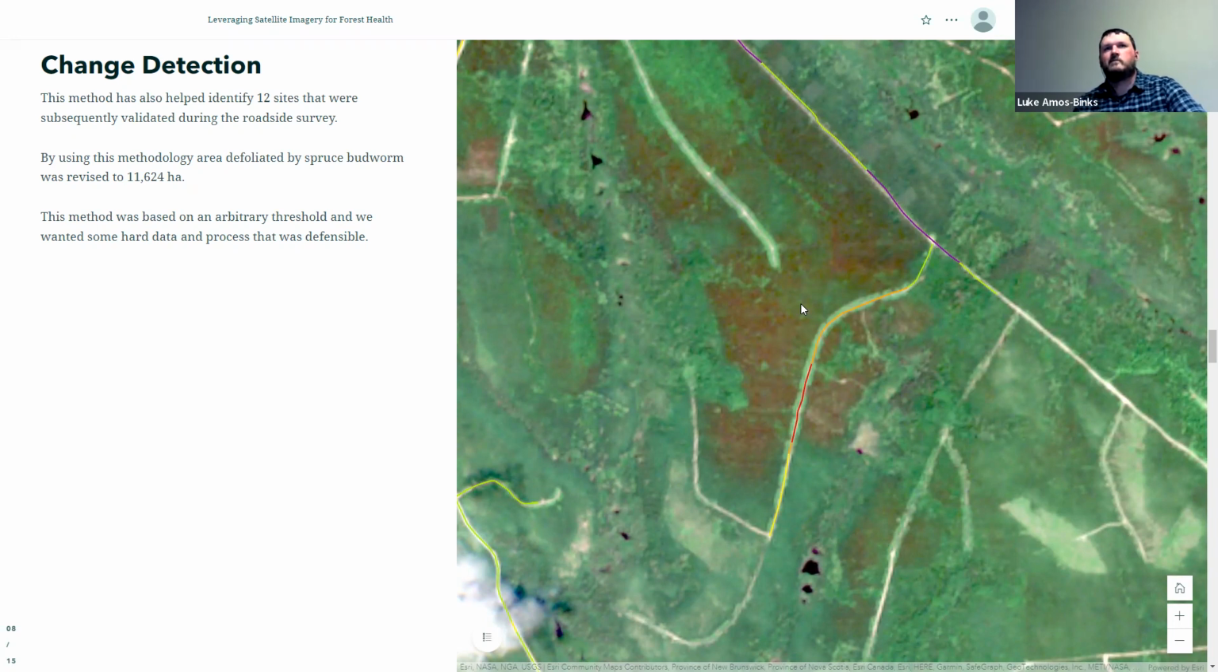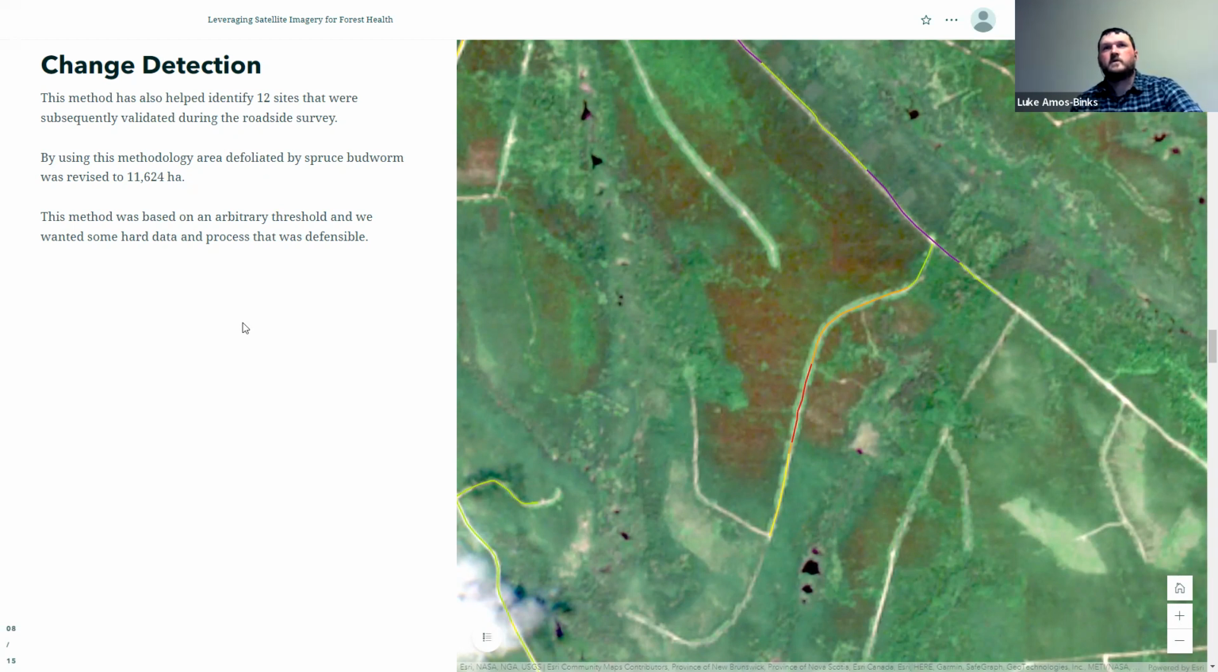So by using this change detection index, we were able to revise our spruce budworm moderate severe defoliation from about 33,000 hectares down to 11,000, just getting us a little bit more precise in what we're calling defoliation.